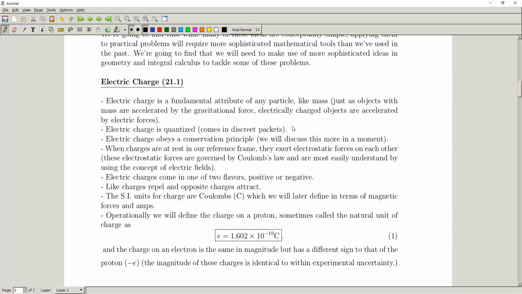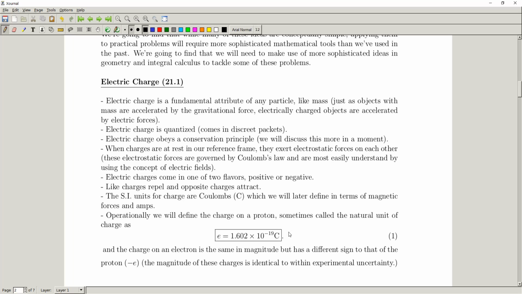Like I mentioned above here, electric charge is quantized, so we can't change the charge on an object by, say, half of an e. We have to change it always by integer values of e, right? And we're going to work with this a bunch as we go on.